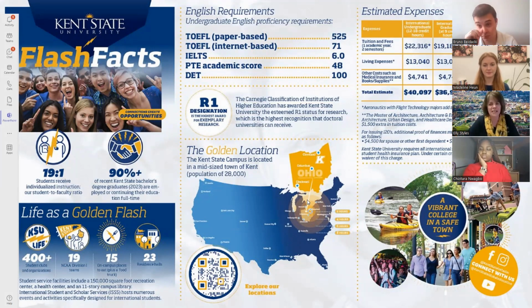As Alessandra mentioned, we are a top research university in the United States. Kent State is considered an R1 institution. Carnegie Mellon gives this designation to universities in the United States that have the most published research and other research criteria. There are only about 146 schools in the United States out of 4,300 that have this designation.